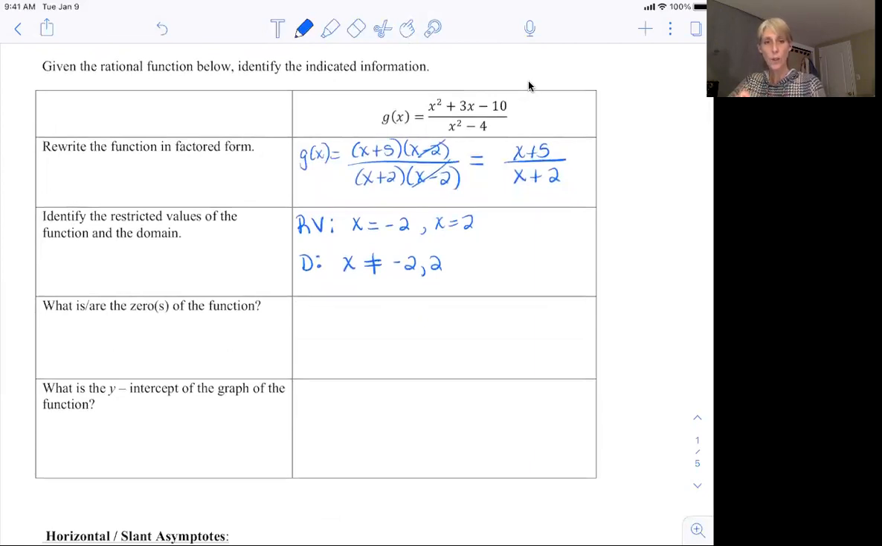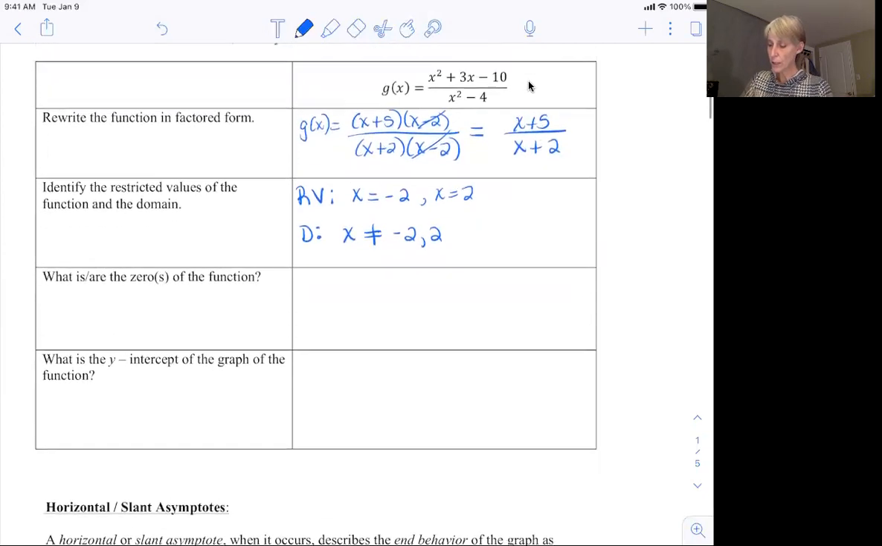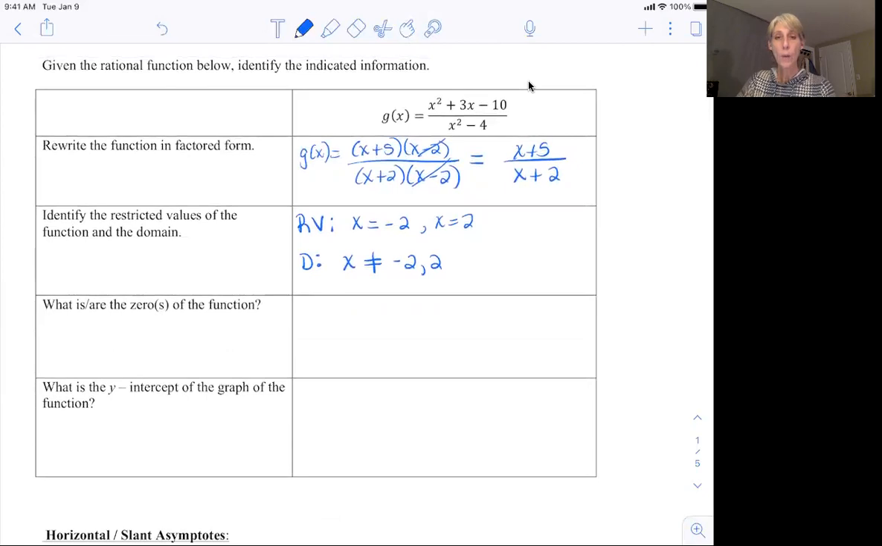And we did go on yesterday to talk about the existence of vertical asymptotes and holes. Okay, we're not going to focus on that today. We'll do more with that tomorrow. Today, just real briefly, I want to talk about how we can find the x-intercepts, the zeros or x-intercepts of a rational function, and the y-intercepts of a rational function.